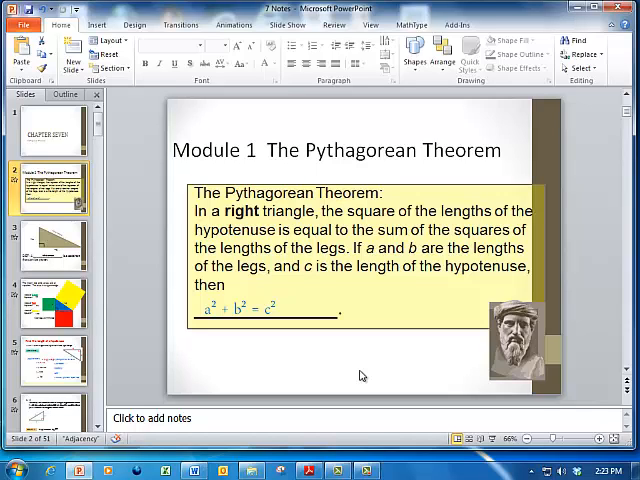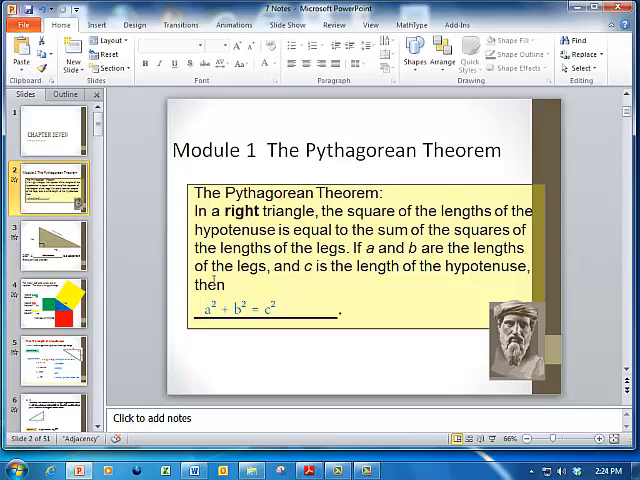This is Module 1, the Pythagorean Theorem. This is a standard that has actually been talked about in middle school mathematics, but we're going to take it to a little bit of a higher level in this. But just to recap, in a right triangle, the square of the length of the hypotenuse is equal to the sum of the squares of the lengths of the legs.